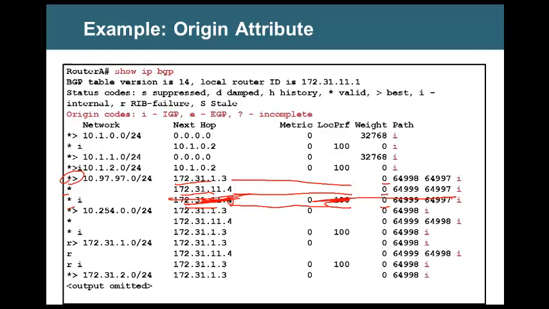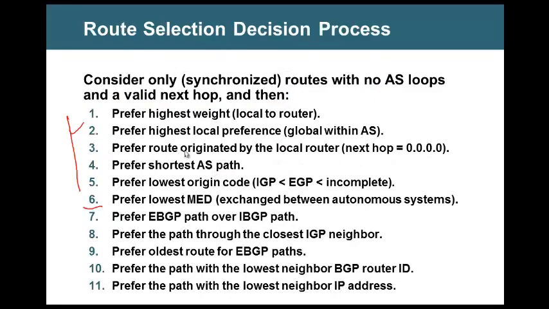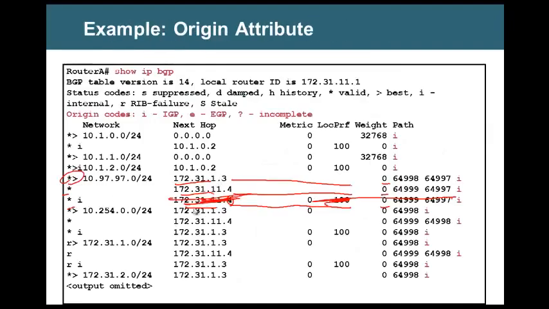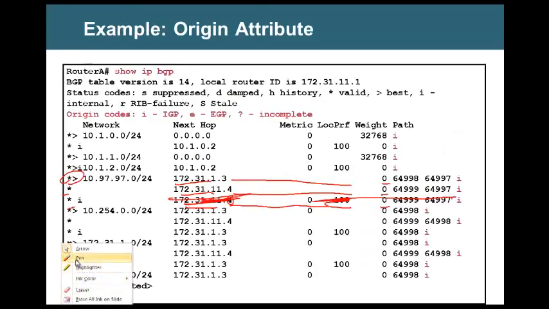Now next, there's a tie in local preference. Then it will check origin. No, after local preference is AS path. Yes, correct. After local preference is AS path. It will check AS path, and the AS path is also the same, 2 hops. So there is a tie, and it will check the origin code.